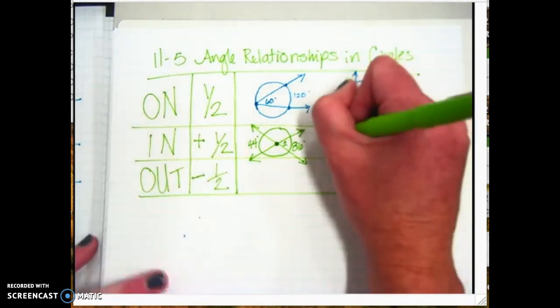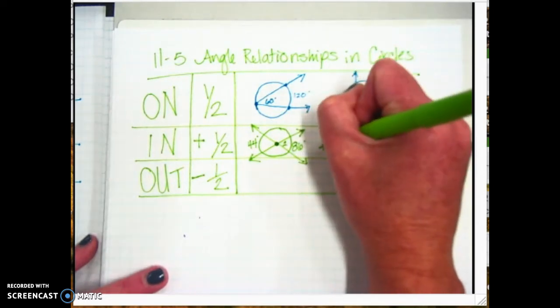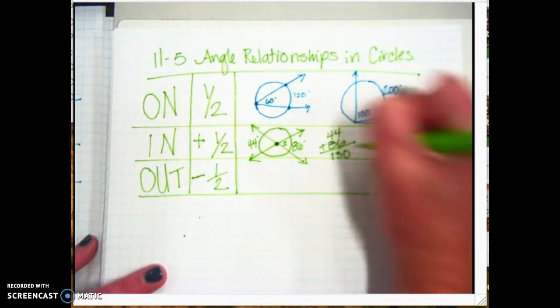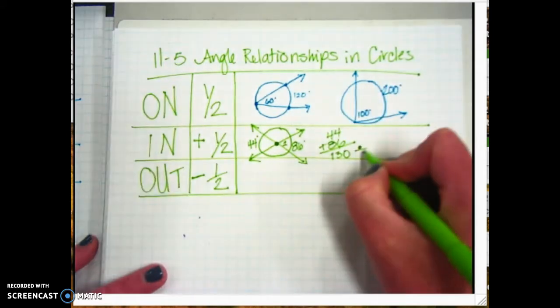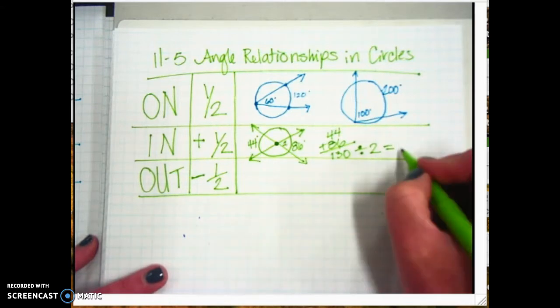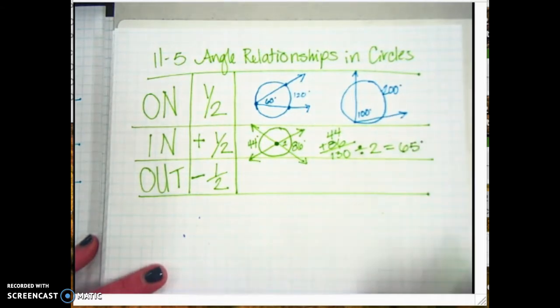So we're going to take 44 plus 86. Punch it in the calculator. I got 130. Then I'm going to divide by 2 because I think that's the easiest way, but however you want to do it, you can do it. And I got 65 degrees.